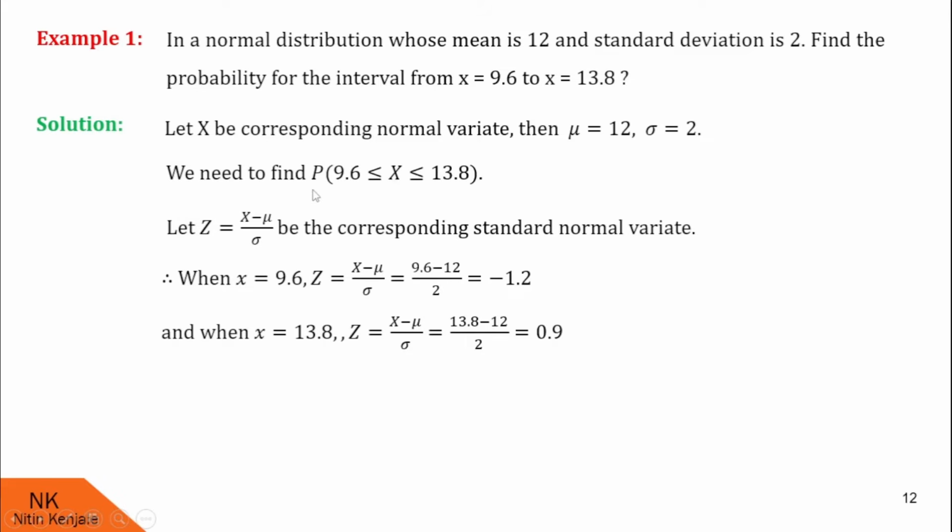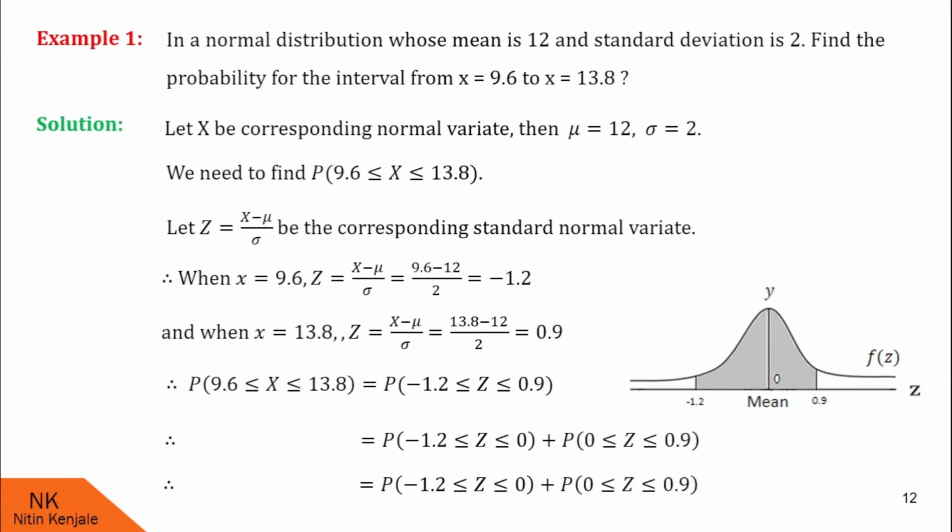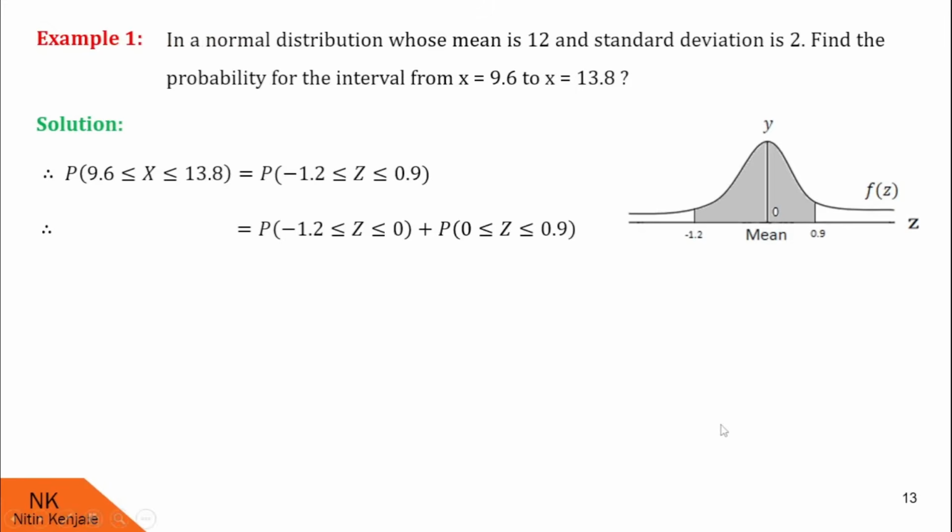Therefore, now we can rewrite probability of x from 9.6 to 13.8 as probability of z from minus 1.2 to 0.9. It can be shown in graph as follows. Here is z is equal to minus 1.2 and z is equal to 0.9. So this can be written as probability of z from 0 to minus 1.2 and from 0 to 0.9, which can be written as area from z is equal to 0 to minus 1.2 plus area from z is equal to 0 to 0.9.